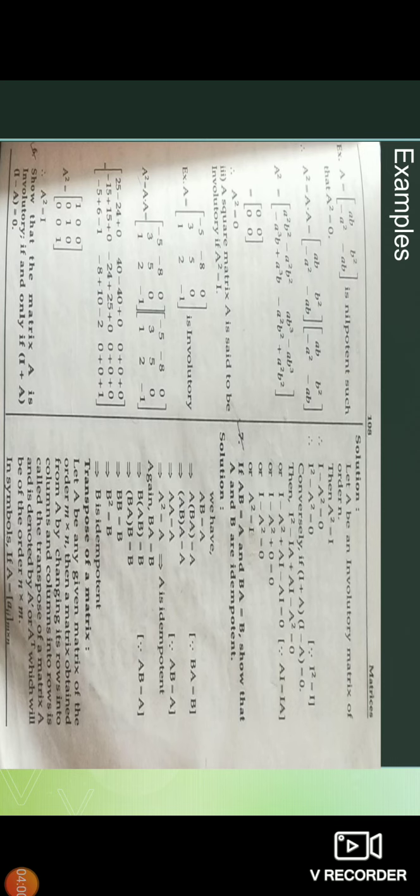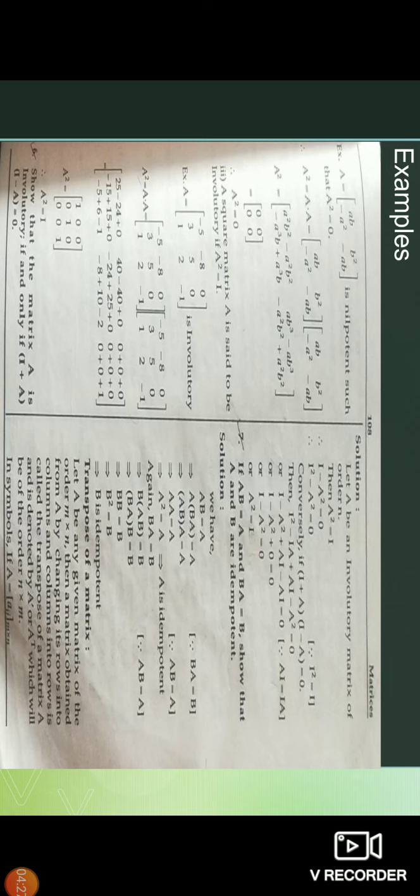That means your solution is A square is equal to 25 minus 24 plus 0 is equal to 1, 40 minus 40 plus 0 is equal to 0, also 0, like this. Your solution is A square is equal to a 3 by 3 matrix. Also this is a square matrix, this is a unit matrix. That means A square is equal to I. This matrix is an involutory matrix.